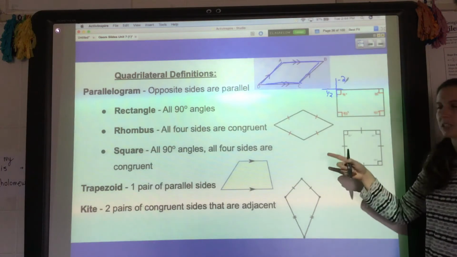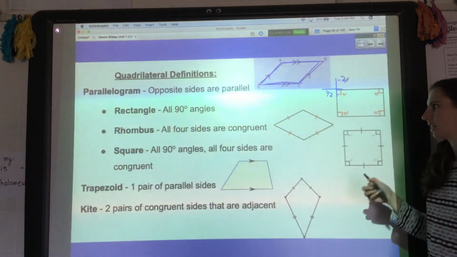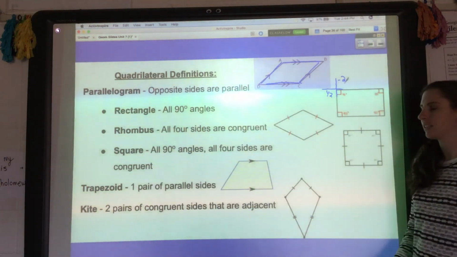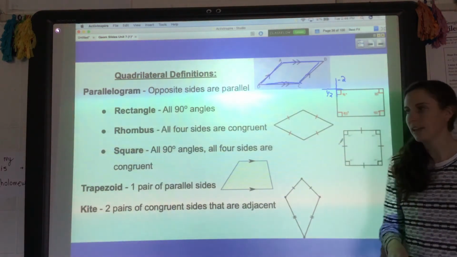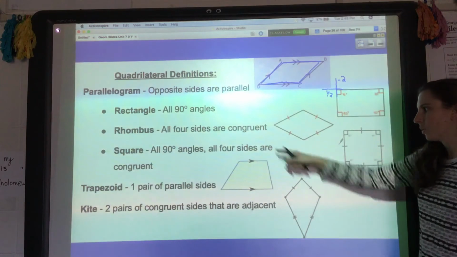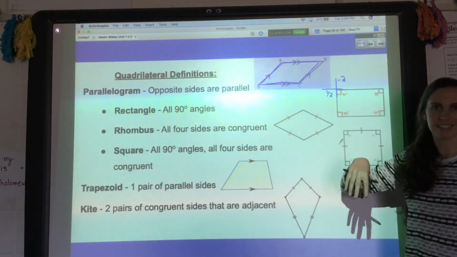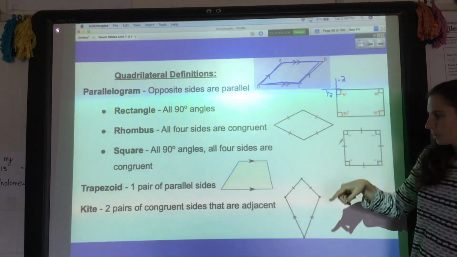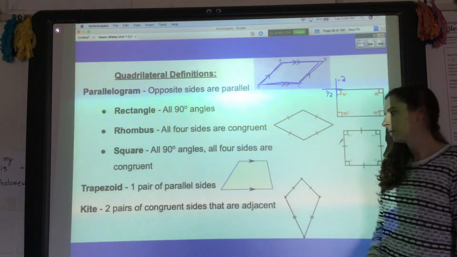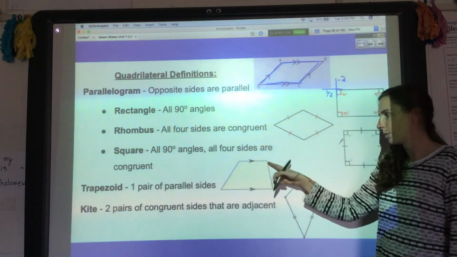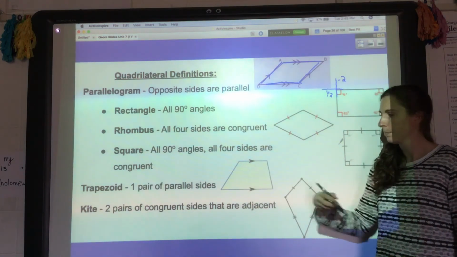Okay, for a rhombus, it's pretty similar to the triangle stuff we just did. If you want all congruent sides, you got to find the length of all 4 sides and show that all those lengths are the same. And a square, you would have to do all of those things. A trapezoid is only one pair of parallel sides. So again, that would be slopes. Find the slope here and the slope here and show they're the same.